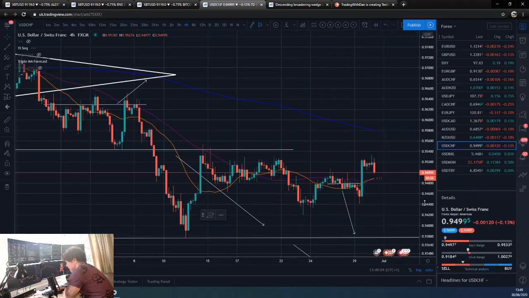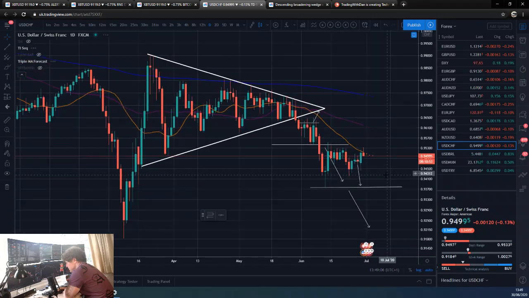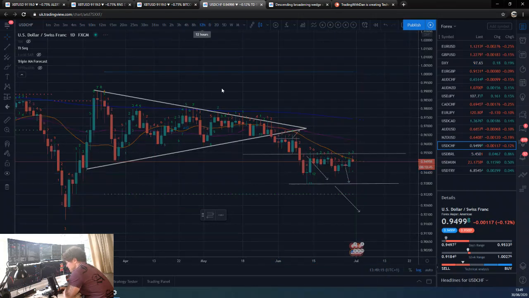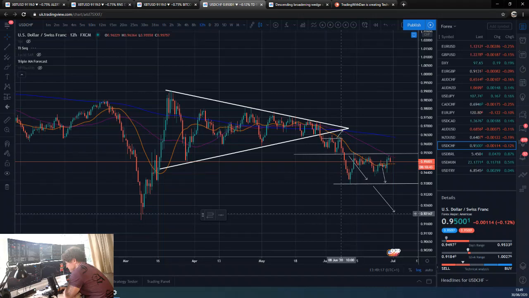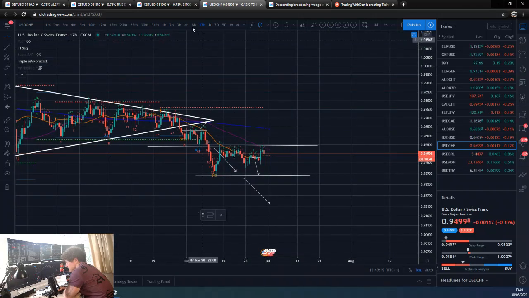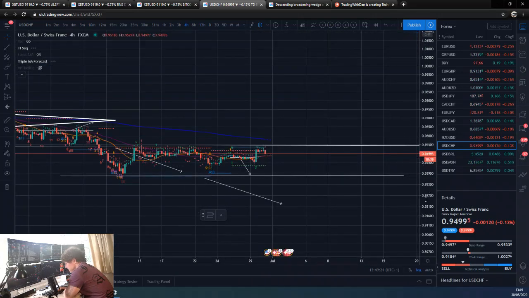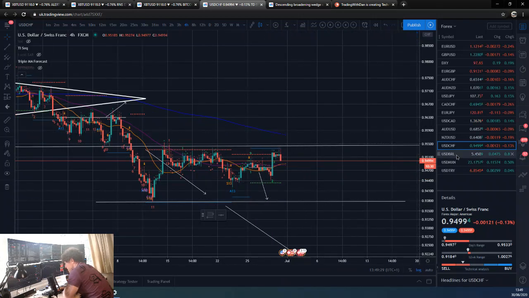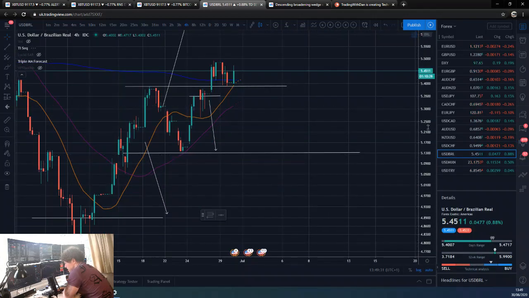US dollar, Swiss franc. Let's go to the daily first. Yeah, we'll just extend this level across. We're still basically in this range. Nothing TD wise. Nothing TD wise on the 12 hour. And finally, nothing really TD wise on here. I mean, we're looking like we're in a range. Are we just going to come down and test the low of the range? Maybe.